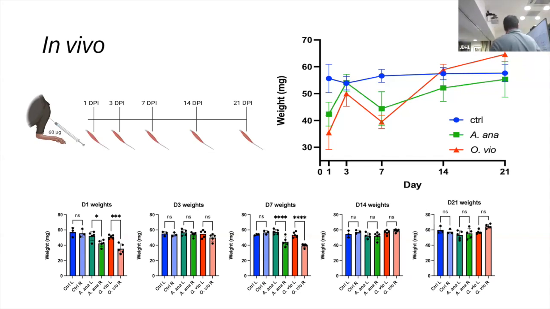In the graph here on the top, we're tracking the changes in weight of the TAs. We're comparing the right TA that's been injected to the TA of the other animals. And we're actually seeing an increase in the weight of the treated muscle by day 21. It's not significant. It was in the preliminary testing that we did, but it is still an increase nonetheless.